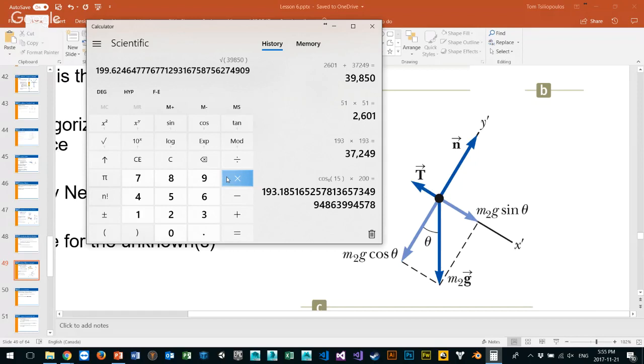Because this is twice as heavy as the other one. And we're using an angle of 15 degrees. If we use a different angle, you'd have a different result. Okay, that's how you figure it out.